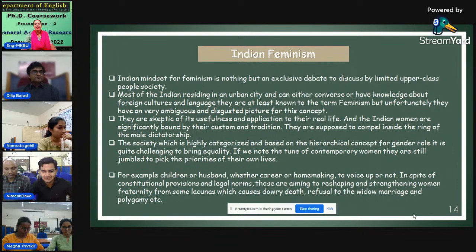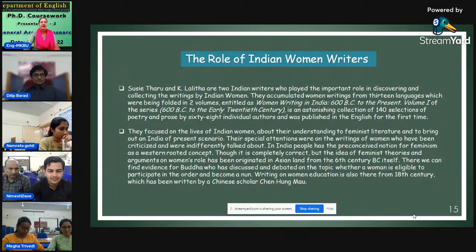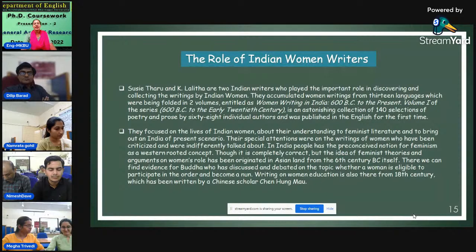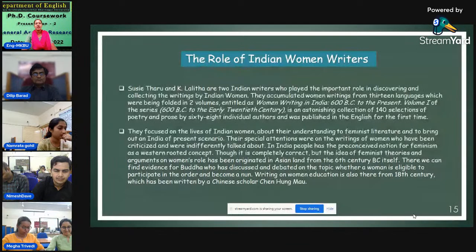The role of Indian women writers. Susie Tharu and K. Lalita are two Indian writers who played an important role in discovering and collecting writings by Indian women. They accumulated women's writing from 13 languages, which were folded into two volumes entitled Women Writing in India, 600 BC to the present. Volume 1 of the series, 600 BC to the early 20th century, is an astonishing collection of 140 selections of poetry and prose by 68 individual authors, and was published in English for the first time.